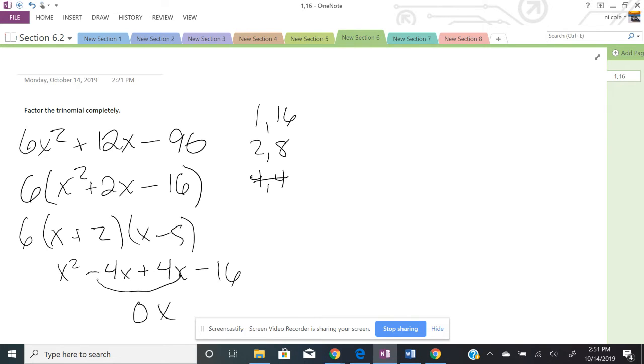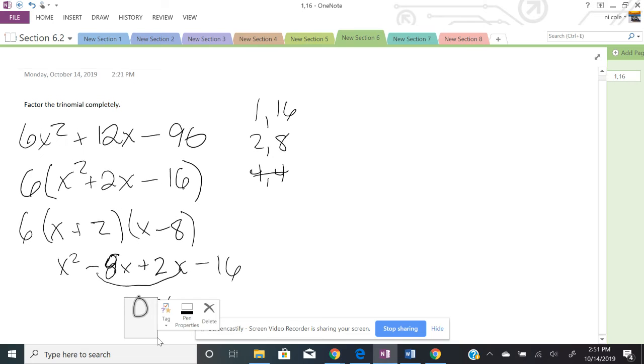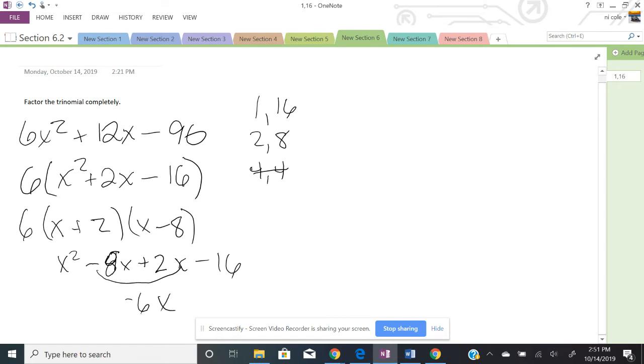So I got 2 and 8. So this would be minus 8, and this is plus 2. And so that would give me a minus 6x, which is not my plus 2. So this combo doesn't work. Okay. If you flip the 2 and the 8, it would just give you a plus 6. So it's not too big a deal. The number's not right, so don't worry.